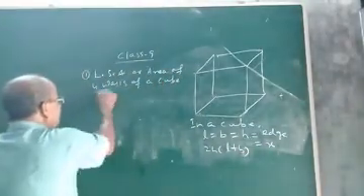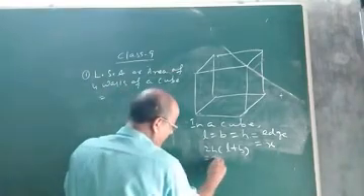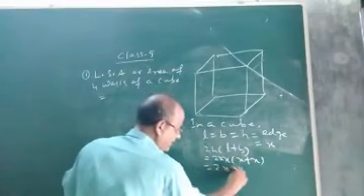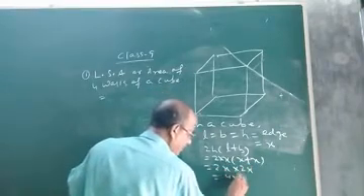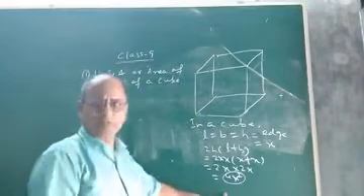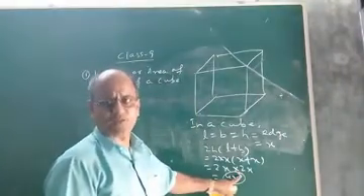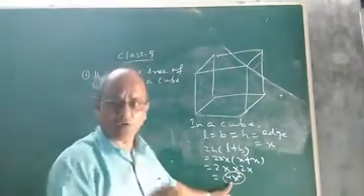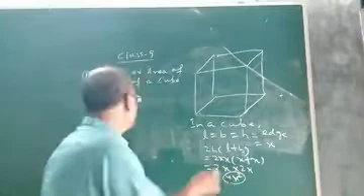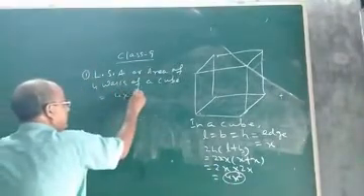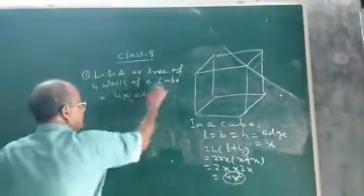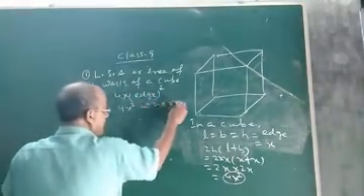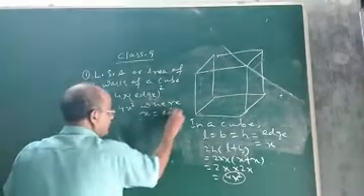What will be the formula? If you put x here, 2 into x plus x, that means 2x into 2x, it will be 4x square. So this will be the formula: 4 into edge square. It will give you the lateral surface area or area of four walls. So the formula is 4 into x square, where x is the edge of the cube.